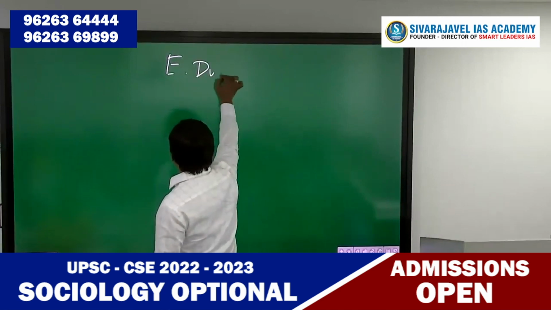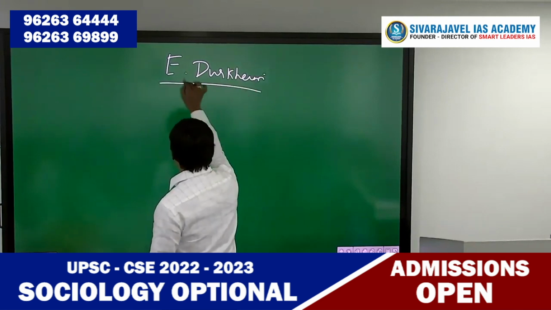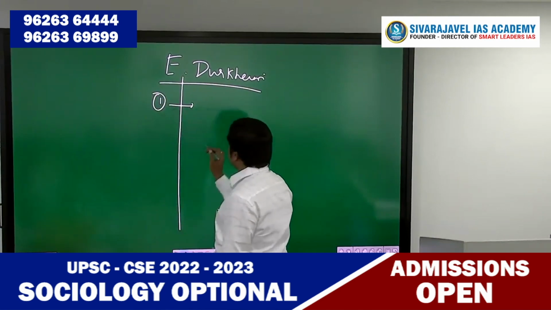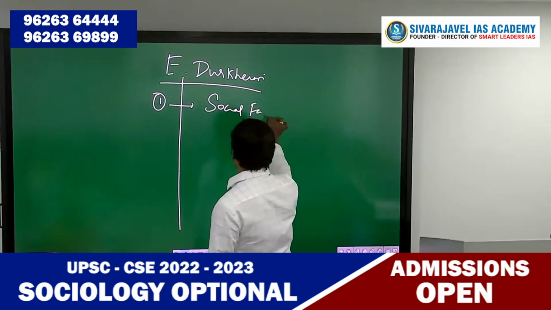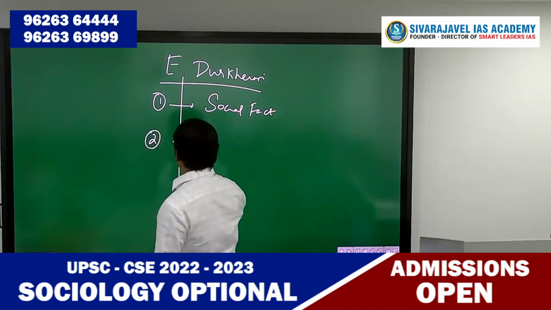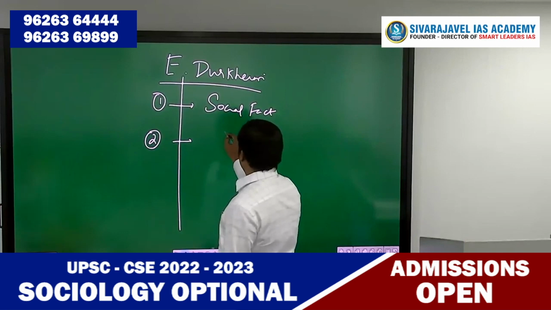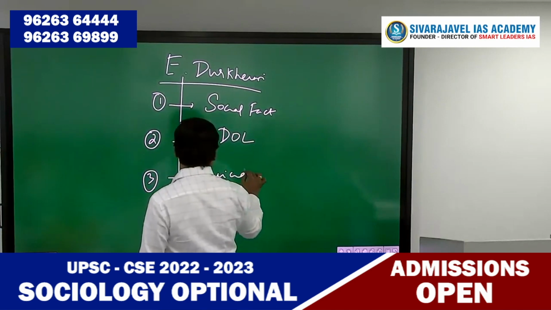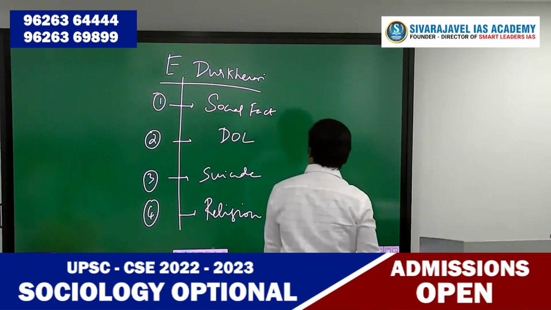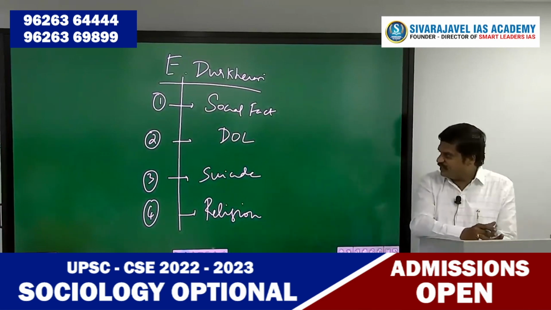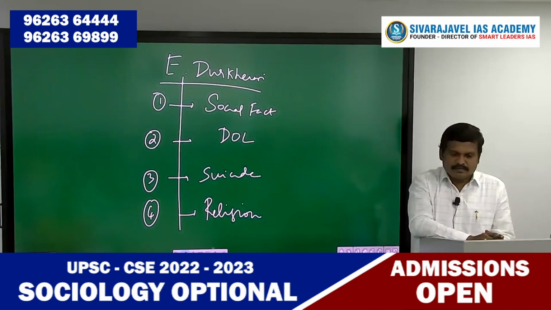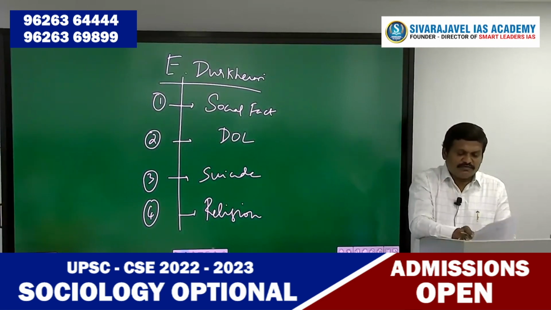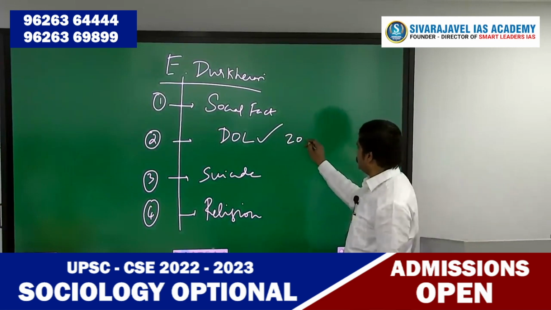Emile Durkheim has spoken about social fact, division of labor, suicide, religion. Four topics. Social fact, division of labor, religion, suicide. That is what is mentioned in the syllabus. So in 2021, the question was on division of labor. 2021 asked.